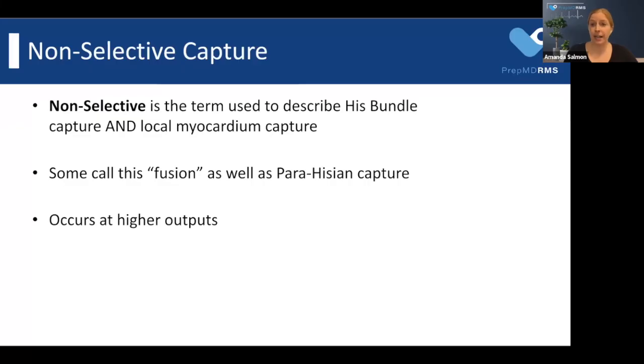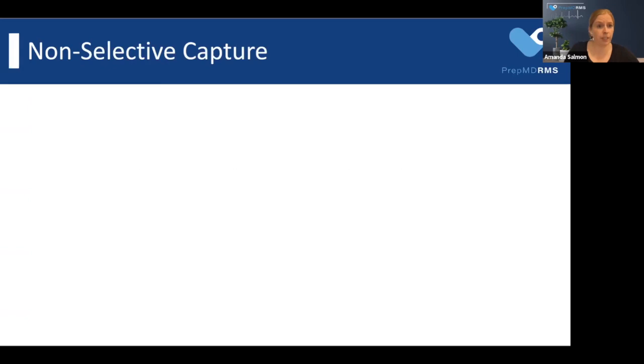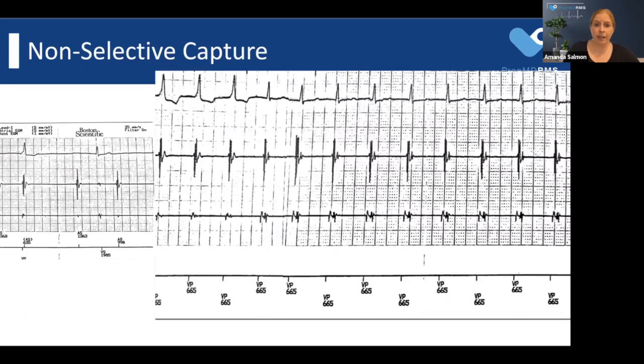This usually occurs at higher outputs, and it makes sense. If you're using more energy, you're more likely to capture more of the septal area around the His as well. So a good example here is this patient. Again, we're running a threshold test. Off to the left here, to orient you, we have lead 1, our atrial EGM, and our ventricular EGM. And our His lead is located in our ventricular EGM again.